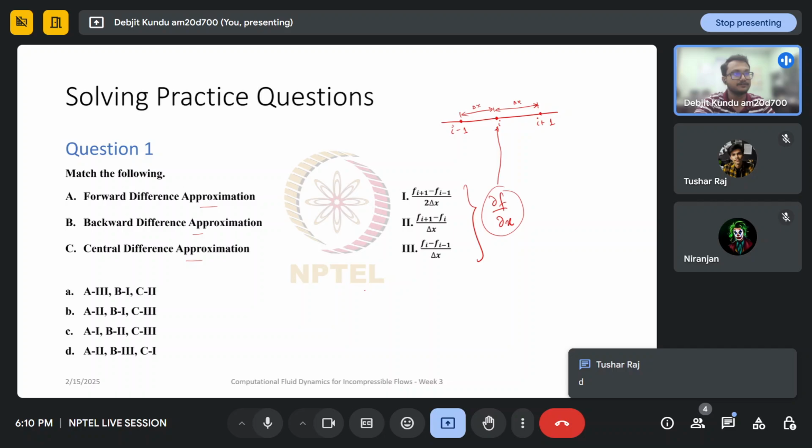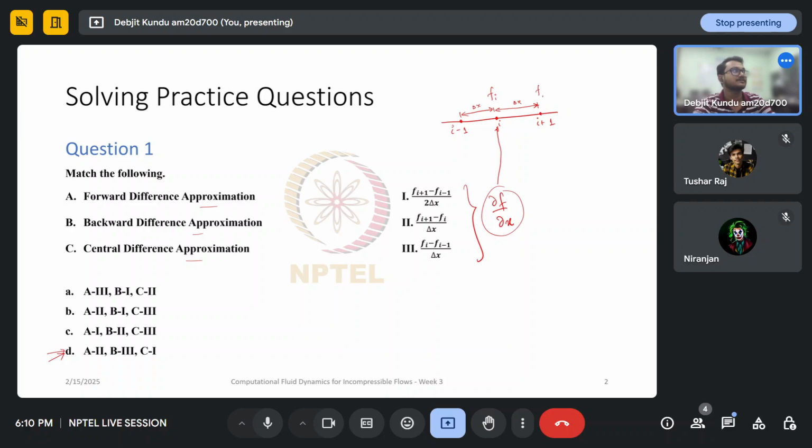Okay, very good. So we have one response in favor of option D. Let's see what others have to say. Okay, we've got another response in favor of option D. So let me just break down this problem in a bit more detail as well. So at I, the value of f is f of I. Over here, it's fi plus 1. And at I minus 1, it's fi minus 1.